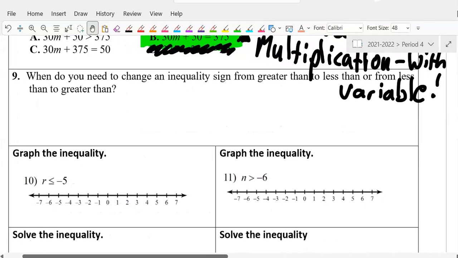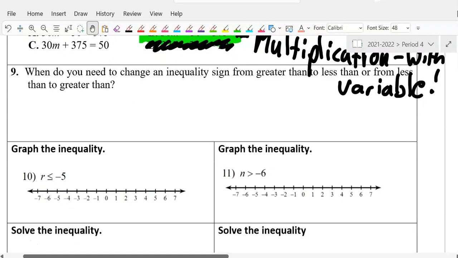All right. When do you need to change an inequality sign? This is supposed to be The Rock or Kevin Hart from Disneyland.